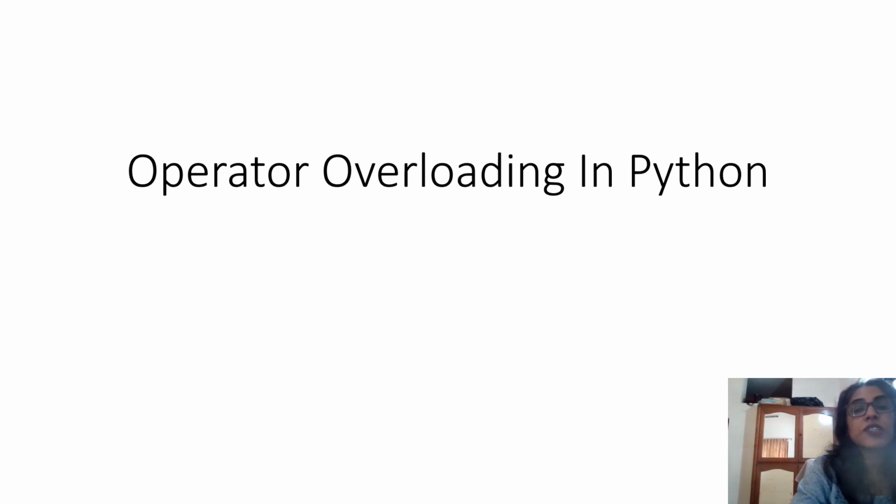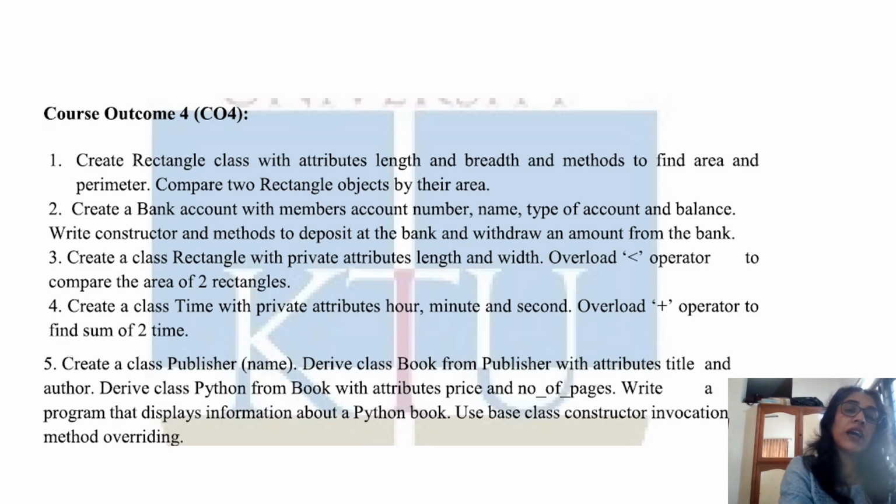This video is explaining the concept of operator overloading in Python, and this is an important concept in CO4. Let me explain the CO4 in detail. Question number 1 of CO4 discusses the concept of class and object: a simple class, how a class can be created, how an object is created, and how you can call the class member functions with the help of an object.